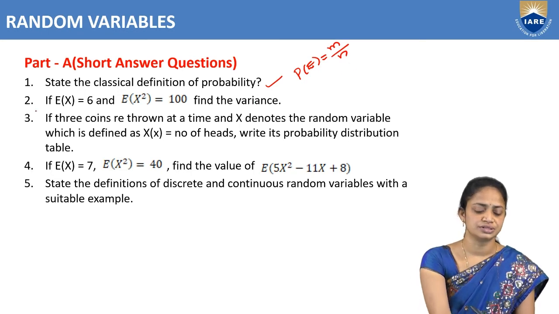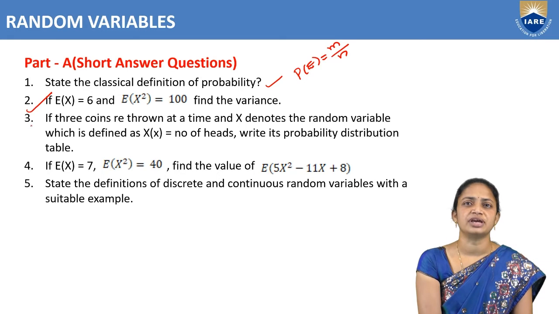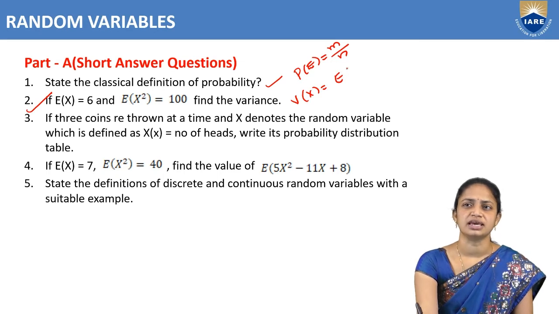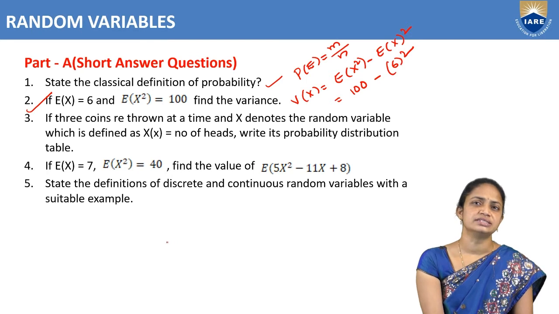Coming to the next question: if expectation of x equals 6 and expectation of x square equals 100, then find the variance. We know the formula: variance of x equals E of x square minus expectation of x whole square. So E of x square is 100 minus E of x whole square, which is 6 square. That is our second question.